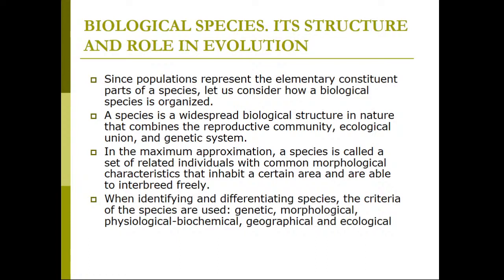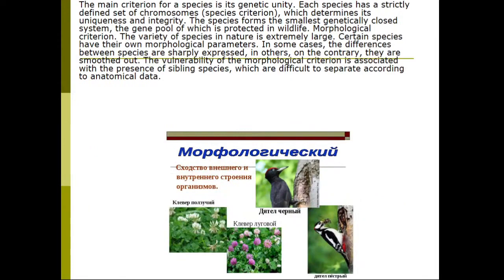When identifying and differentiating species, the criteria of the species are used: genetic, morphological, physiological, biochemical, geographical, and ecological. The main criterion for a species is its genetic unity. Each species has a strictly defined set of chromosomes, a species criterion, which determines its uniqueness and integrity. The species forms the smallest genetically closed system, the gene pool of which is protected in wildlife.